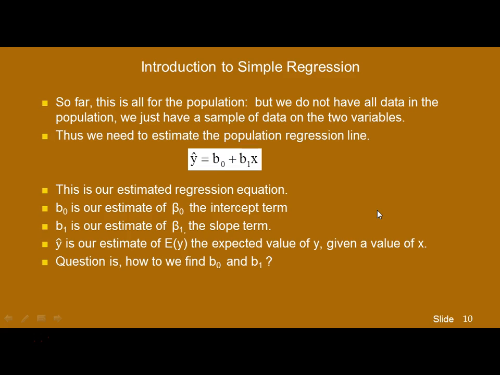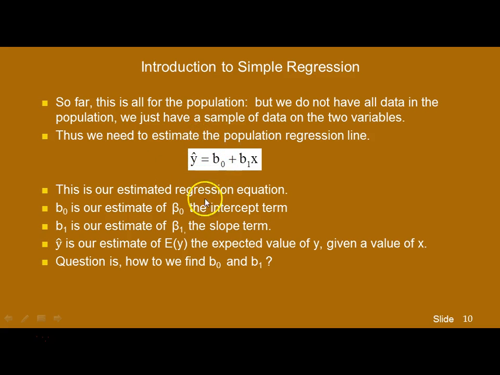Now what we want to do is estimate the components of that line. We don't have all data in the population. That's the basic nature of statistics. But we do have a sample of data on the two variables. Now our estimated sample regression line is going to be denoted by the following notation: Y hat equals B0 plus B1x.